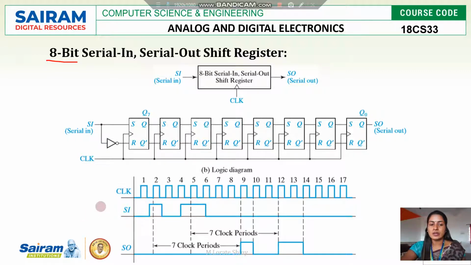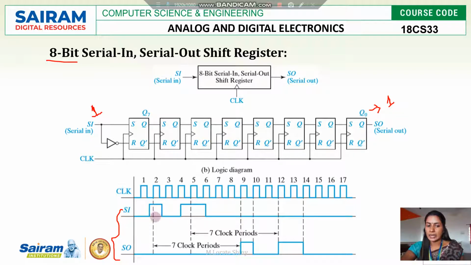Okay. You see the timing diagram, clock signal. Then only SI, input and output signals are mentioned here. Normally we will draw Q7 output, Q6 output, till Q0 output. Here it's mentioned only, for example in SI, if the serial input is 1, after how many clock pulses Q0 will receive that 1, that only is shown here.